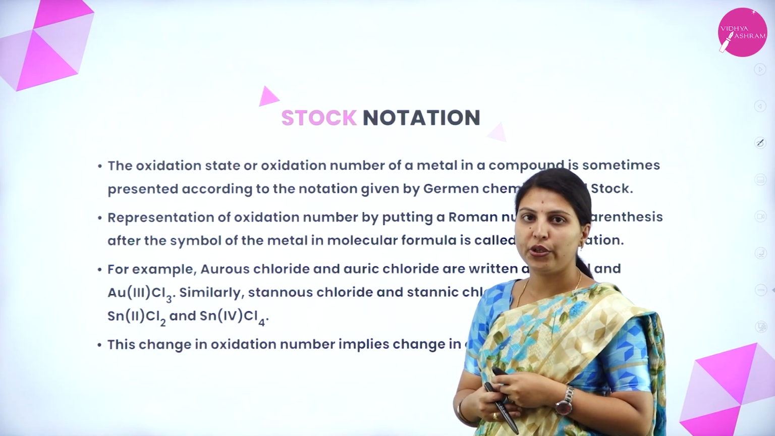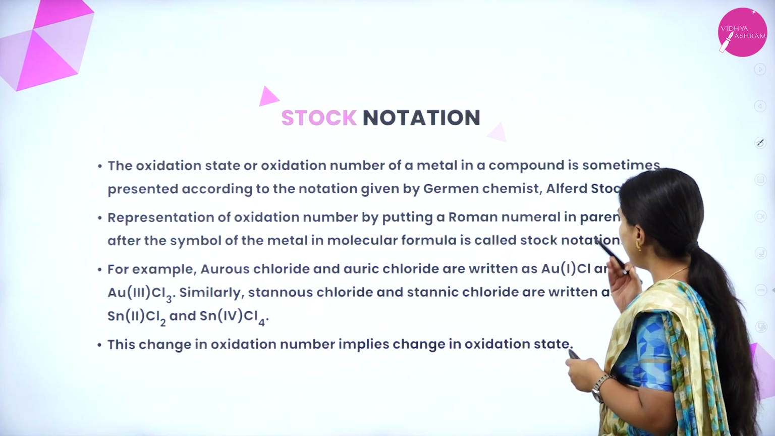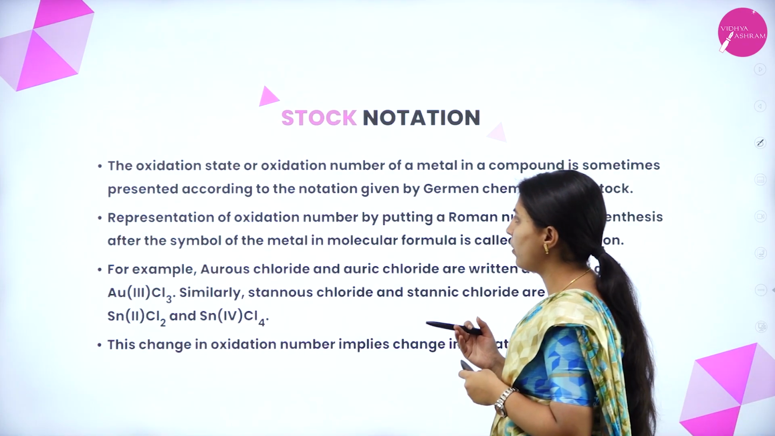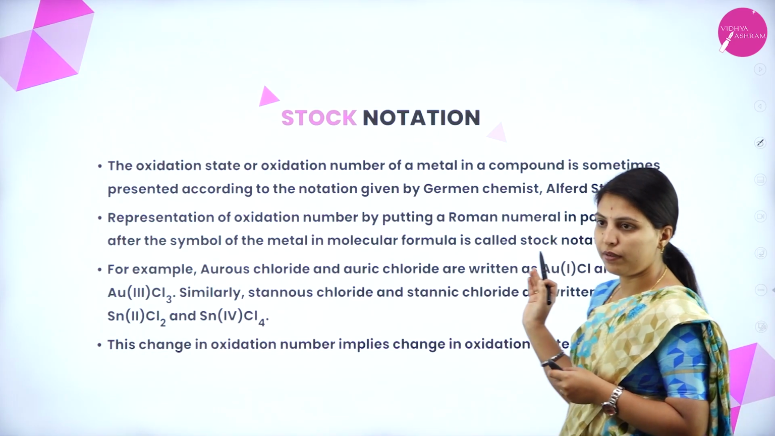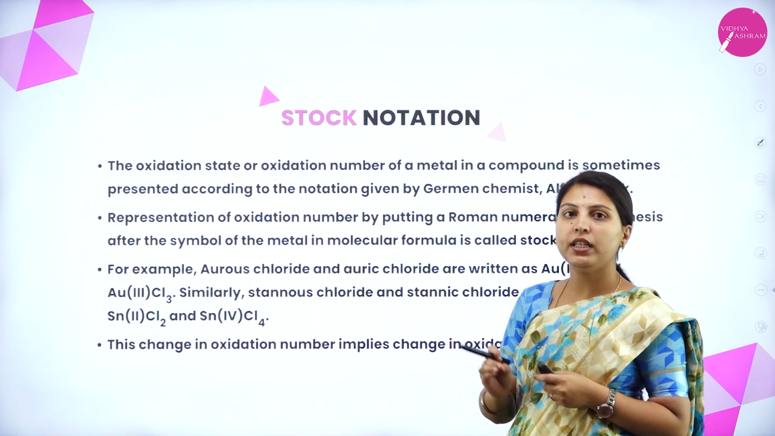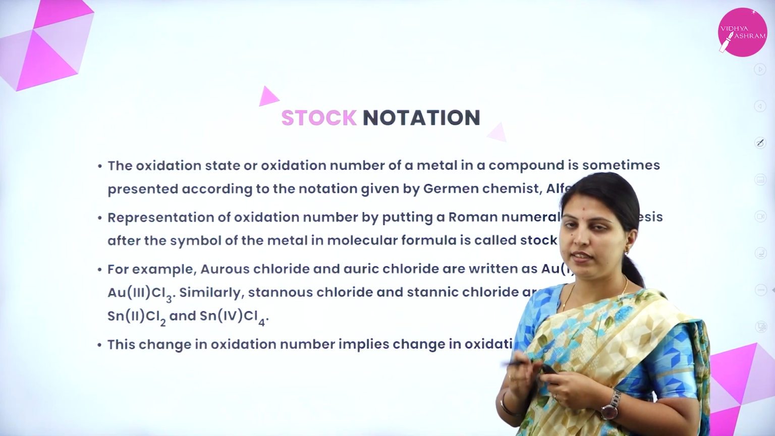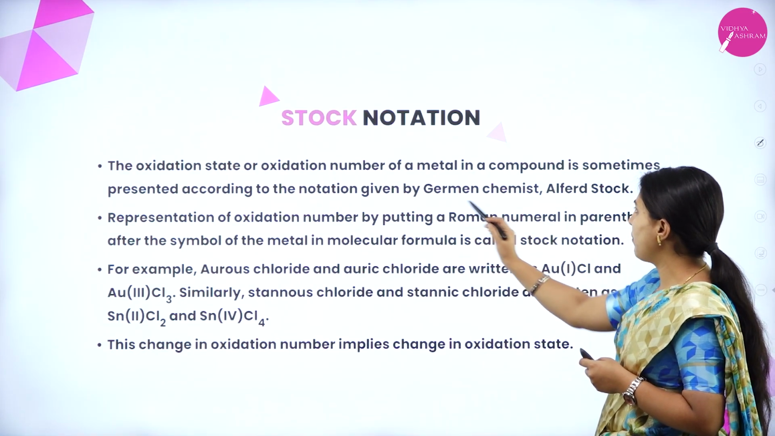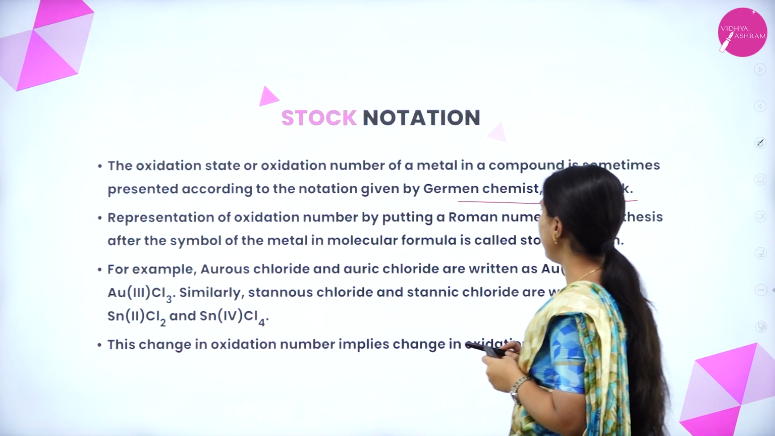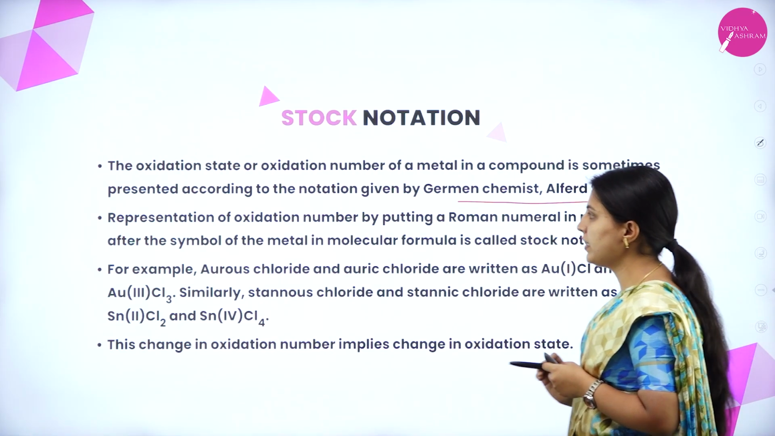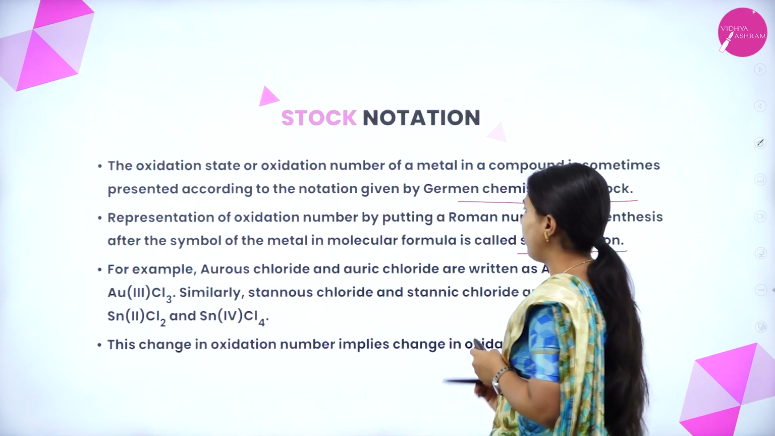Next, Stock notation. The oxidation state or oxidation number of a metal in a compound is sometimes presented according to the notation given by German chemist Alfred Stock. In some compounds, the metal is written with a Roman numeral in brackets. That was given by German chemist Alfred Stock. Representation of oxidation number by putting a Roman numeral in parentheses after the symbol of a metal in the molecular formula is called Stock notation.